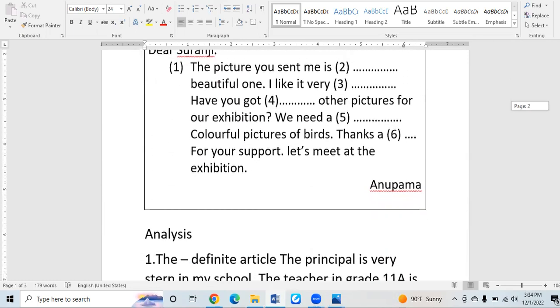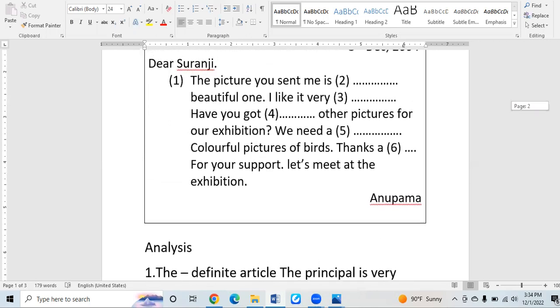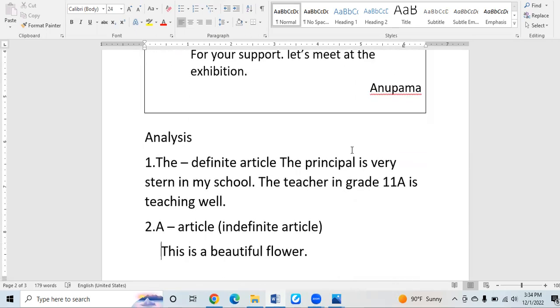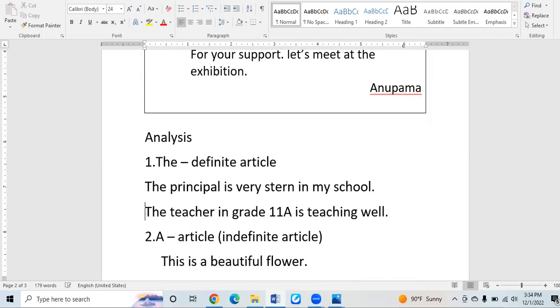Then we will discuss what sort of words there are. Now, under the analysis, look at the first one, the article the. This is a definite article. Now look at: the principal is stern in my school. What does it mean by definite? I'm trying my level best to explain what definite is. Definite in the sense that it is fixed.